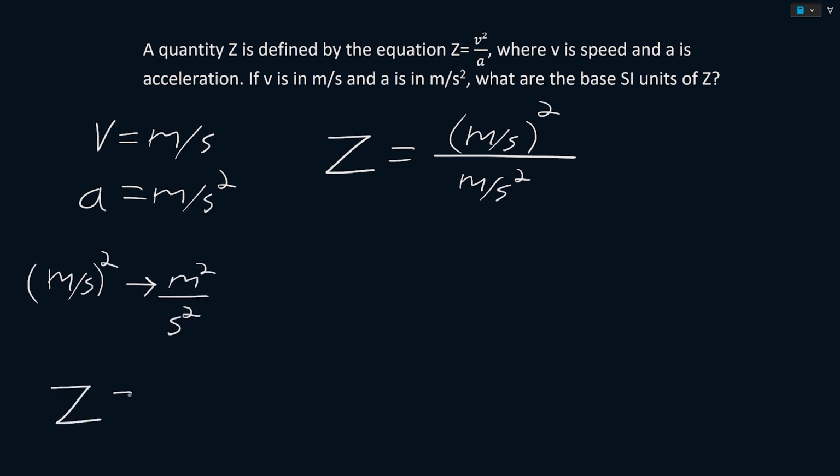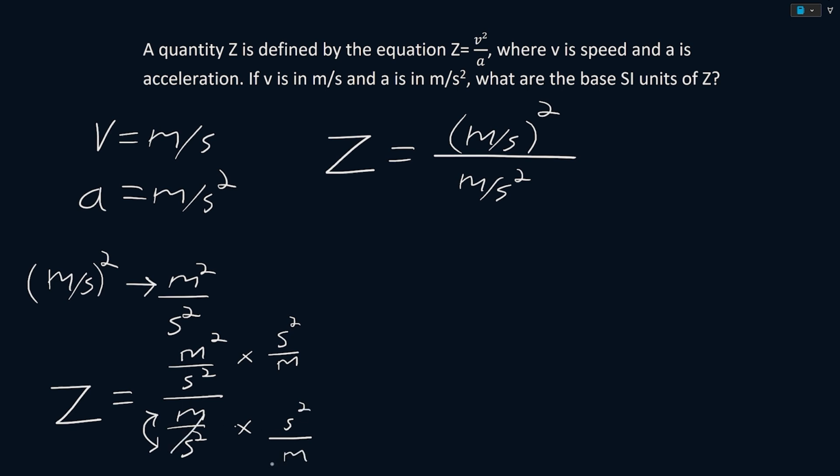Now we can write z as meters squared over seconds squared over meters per second squared. In order to simplify the complex fraction, we have to multiply the top and the bottom by the reciprocal of the bottom fraction. The reciprocal is equal to the bottom fraction flipped. This gives us s squared over m to multiply by the top and the bottom.